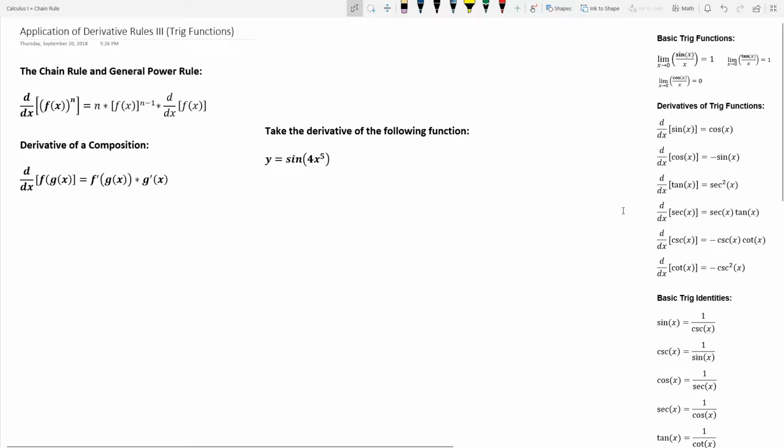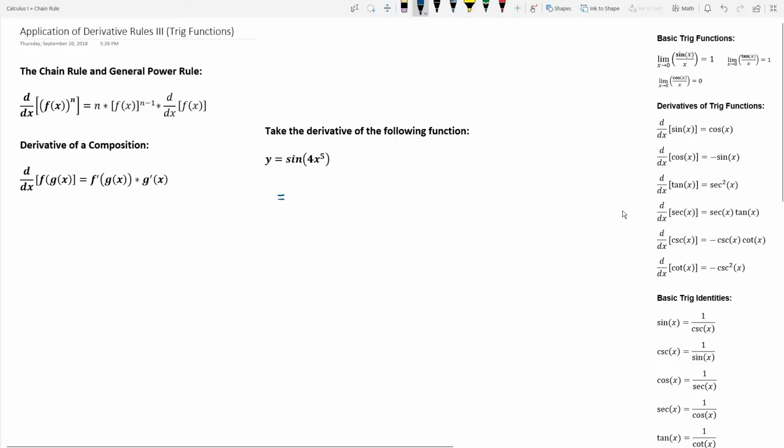So in looking at this, we can say that for a derivative of a composition, we're going to have f prime of g of x multiplied by g prime of x. So let's walk through that mathematically and see how that's going to be applied.